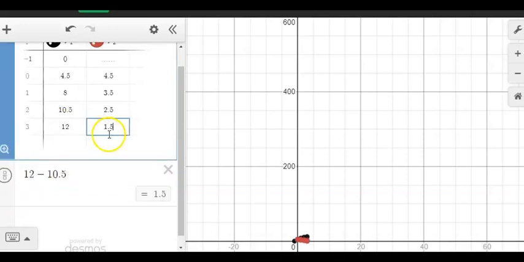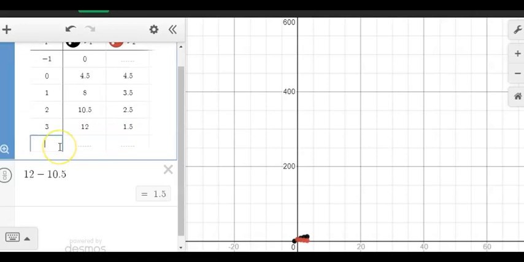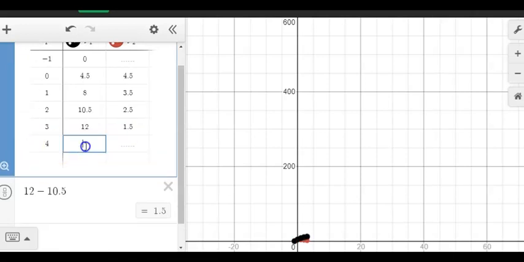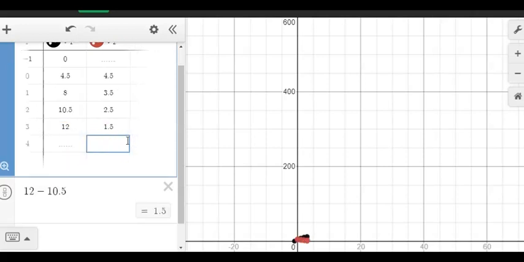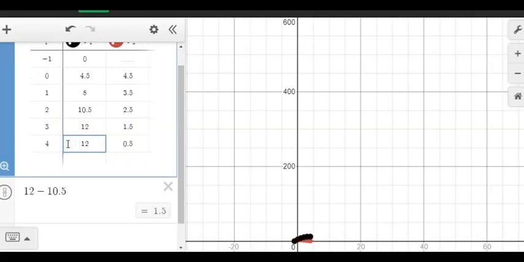So the question is, what would the next one be? So let's say this is 4. I don't know what that is yet, but I do know this one should be 0.5 if it follows the same pattern. 4, 3, 2, 1, 0.5. So if I'm going to add a 0.5 to the 12, I get 12.5. Well, the other one was 12.5, so we might better do another one.